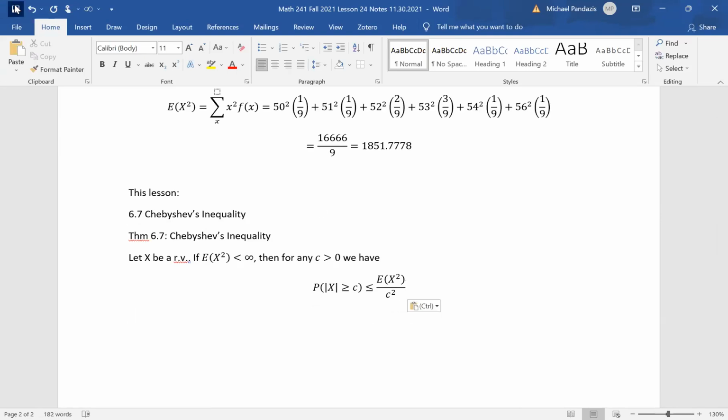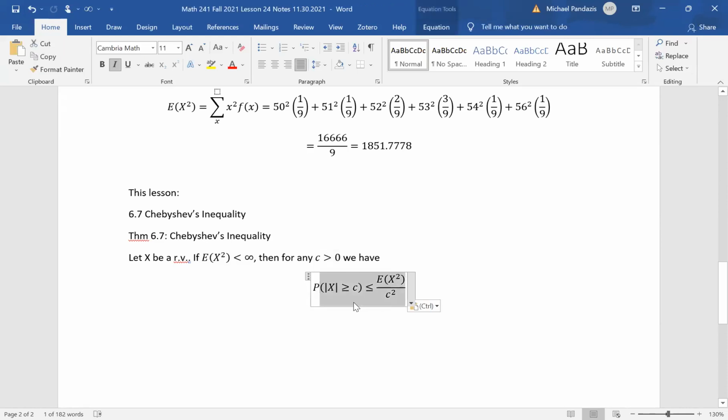Okay, so 6.7 Chebyshev's inequality. Let X be a random variable. If E of X squared is finite, then for any positive c, we have that the probability that the absolute value of X is greater than or equal to c is less than or equal to E of X squared over c squared. Okay, so that's Chebyshev's inequality.